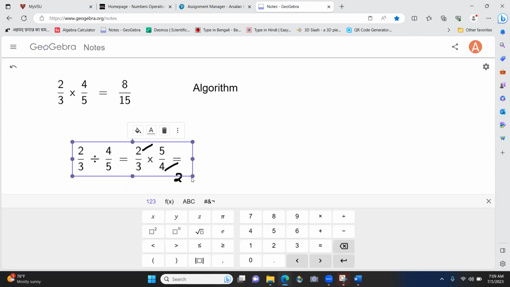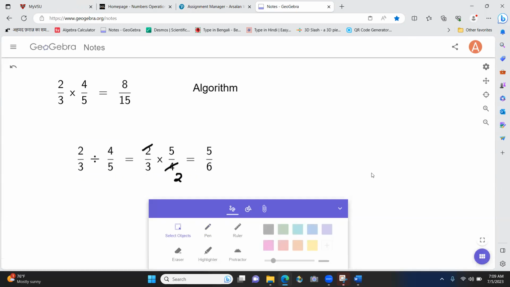And on top, you just have 5. I'm going to write it nicely, okay? 5/6 is your correct answer. Once again, how do you divide a fraction by another fraction? You leave the first fraction alone, and you take the second fraction and you flip it. It's called the flip and multiply algorithm. All right, it's a very basic concept, but we're going to do more than that.